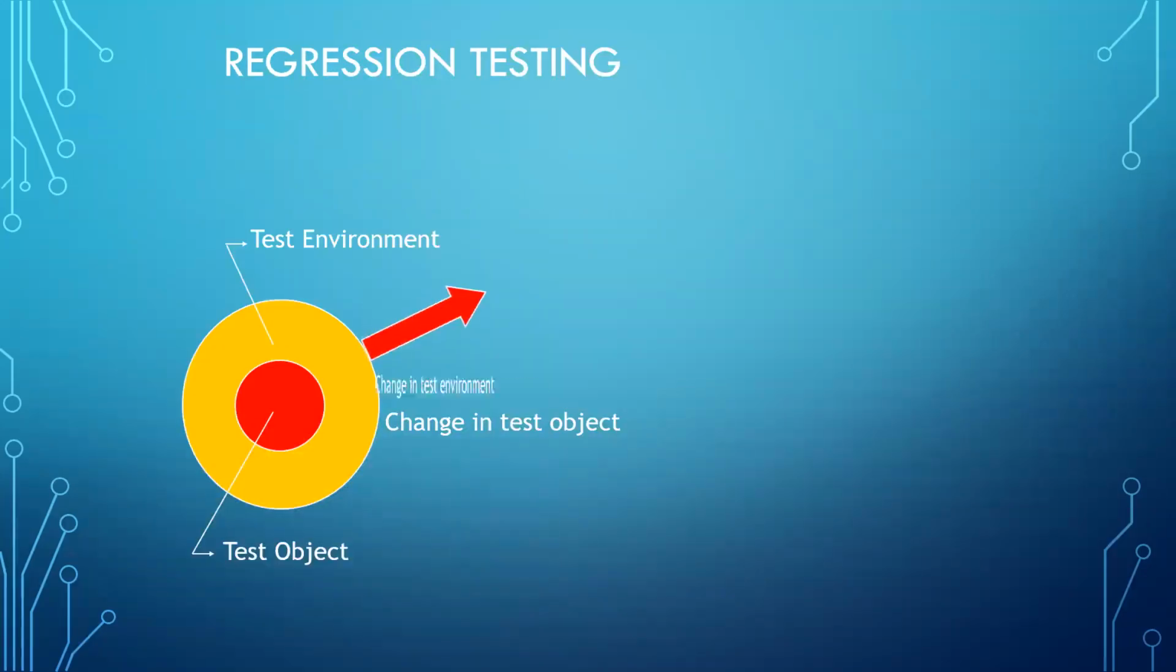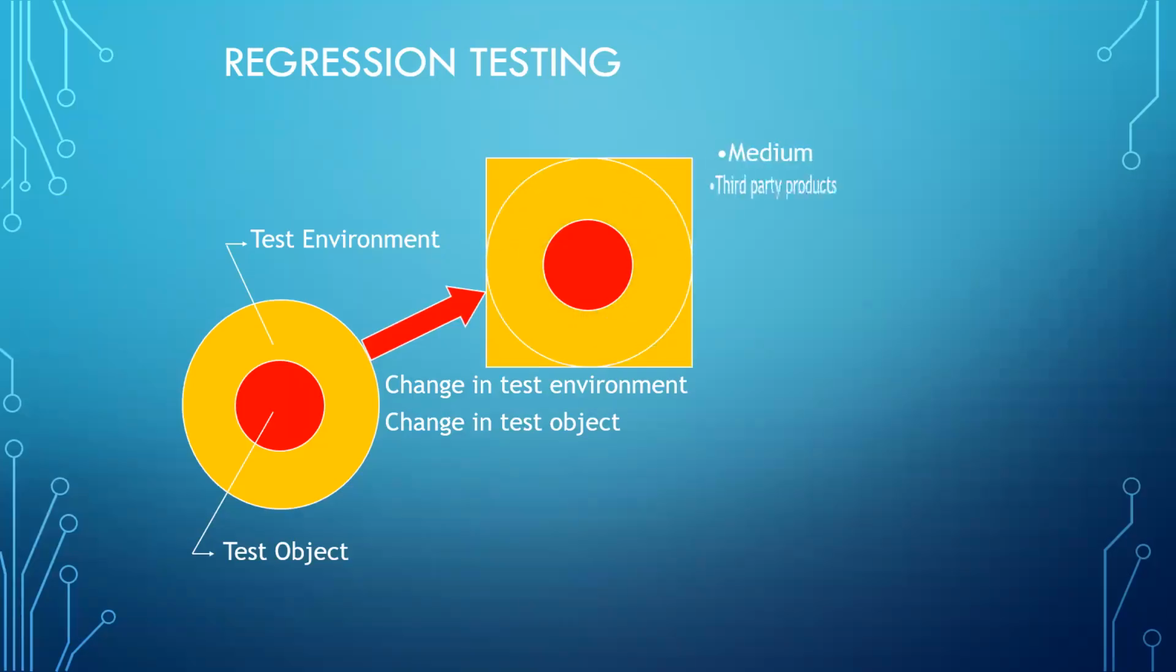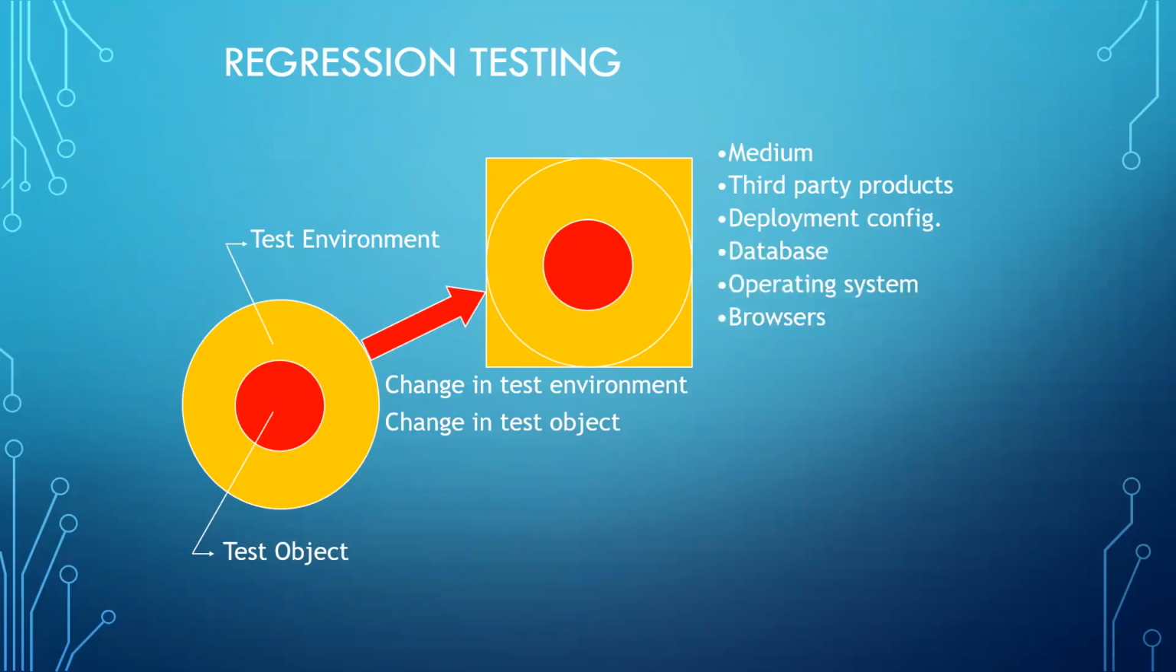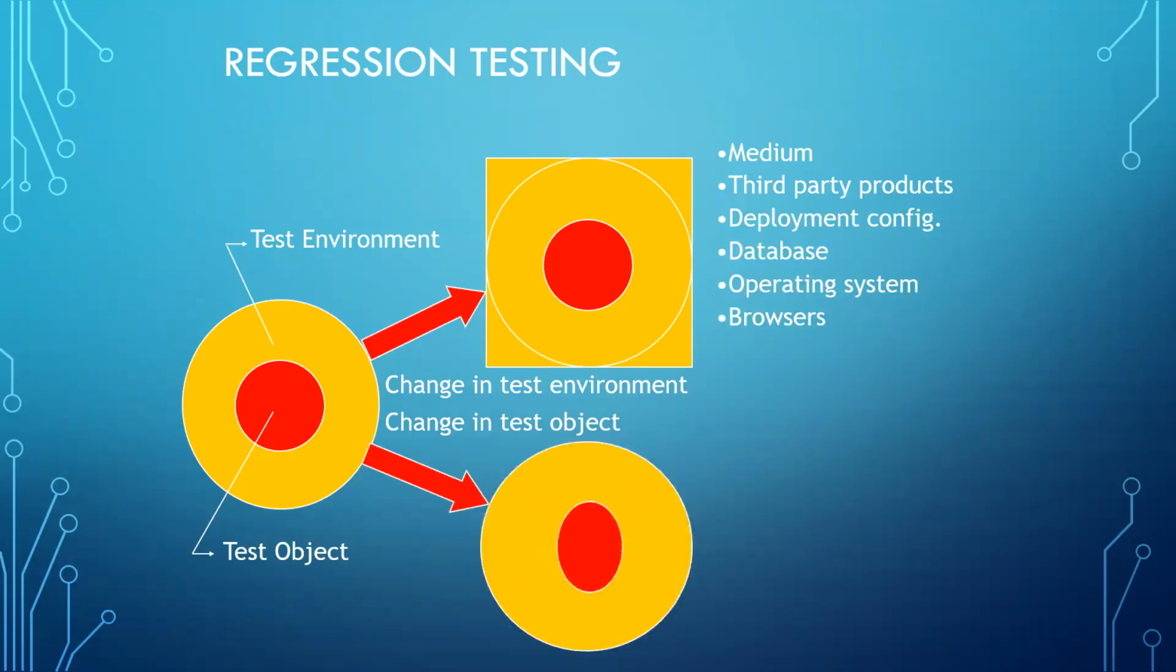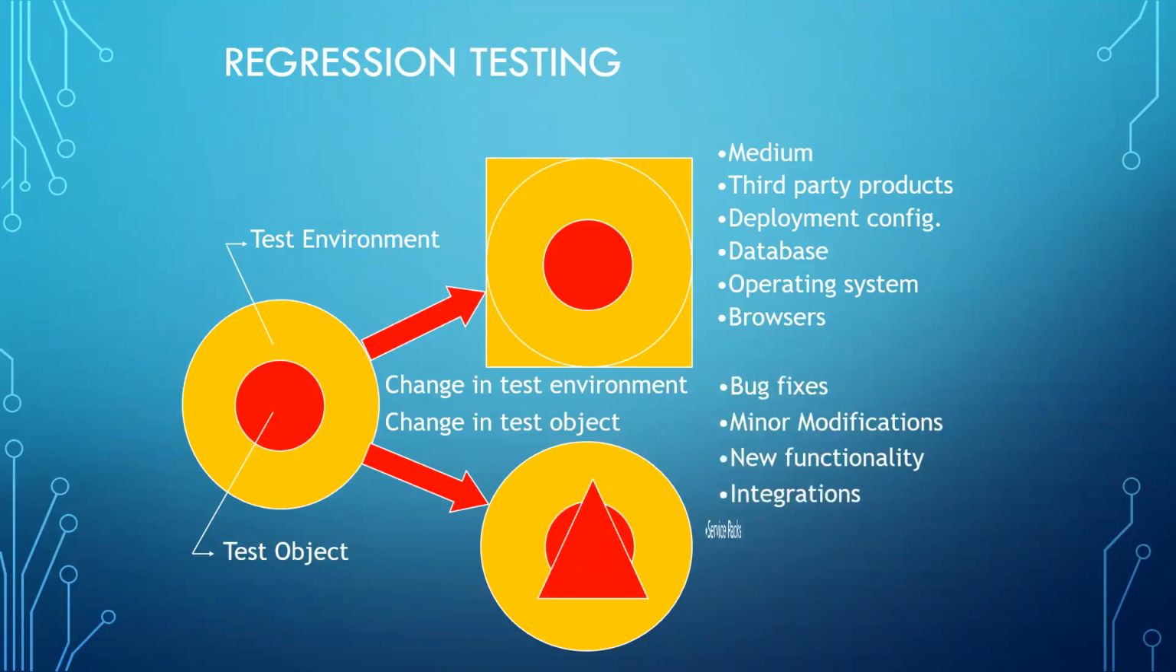So now, when do we conduct regression testing? Regression testing can be conducted when we are changing the test environment. That's nothing but when we are trying to change the databases, operating system, browsers, medium, or third-party products. If something is introduced as part of our application, then we have to conduct regression testing. And the other thing is the test objective. Test objective means new bug fixes, major or minor modifications, new functionalities, integrations, patches, interfaces. So if something is changed as part of the objective, then we have to perform regression testing.